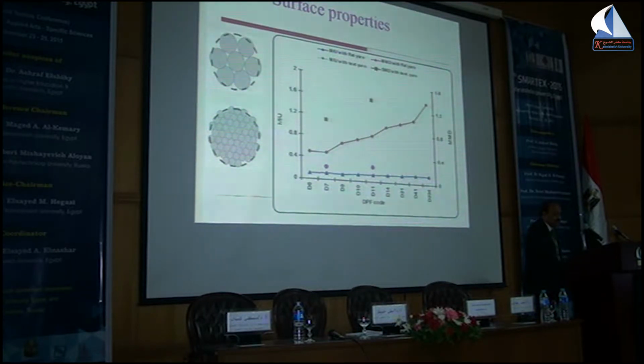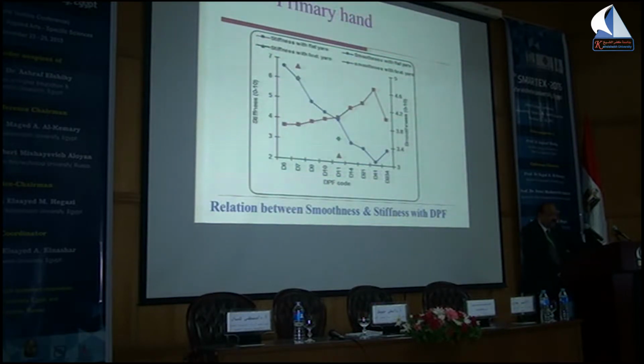As the denier per filament increases, the surface characteristics, MIU, that is the surface roughness, goes on increasing, and MMD, which is another surface property called the coefficient of friction, does not change much. And this is another interesting result, which is called the primary hand value. Primary hand value means a specific hand value with specific mechanical properties.